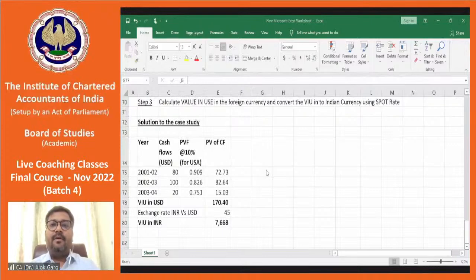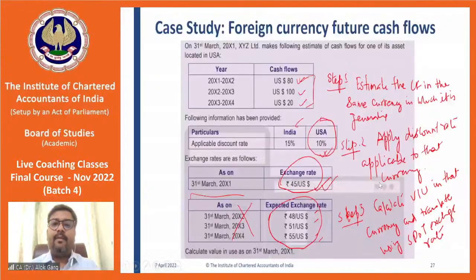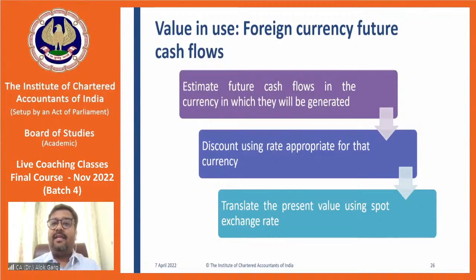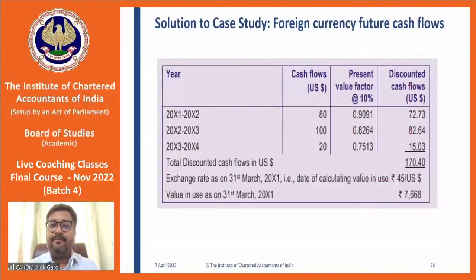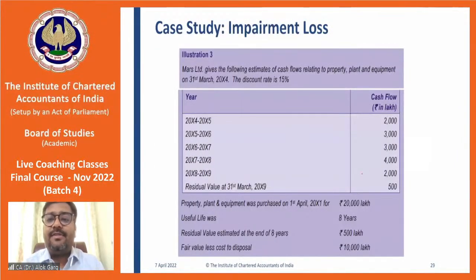Great. So let me share my presentation again. We have discussed that in case of foreign currency future cash flows, we have to estimate cash flow in foreign currency. We have to apply discount rate for foreign currency. We have to calculate value in use in foreign currency. Then we have to convert using the spot rate, right? Clear? Now let's do illustration number 3. Mars Limited gives the following estimate of the cash flows.